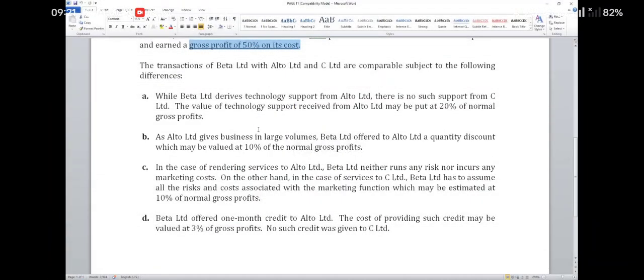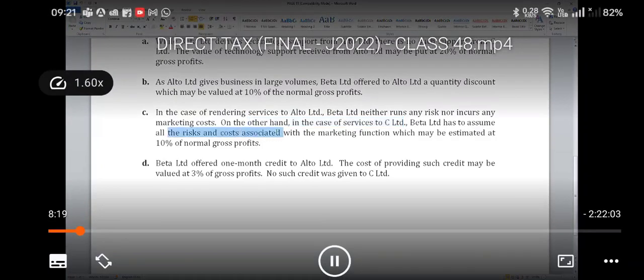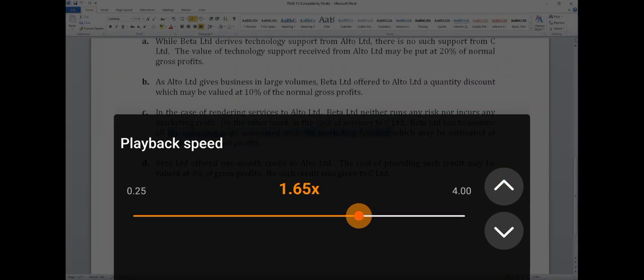discount கொடுக்கிறோம், அதுக்கு ஒரு 10% of normal GP. And then in case of rendering services to AE Alto Limited, Beta Limited neither runs any risk nor incurs any marketing cost. No risk, no marketing cost. எல்லாம் அவங்களே பார்த்துப்பாங்க. Whereas on the other hand, in case of services to C Limited unrelated party, we have to assume all the risk and cost associated with marketing function. நாங்க செலவு பண்ண வேண்டியதா இருக்கு. So bill பண்ணும்போது அதிகமா தான் bill பண்ணுவோம் உங்களுக்கு.